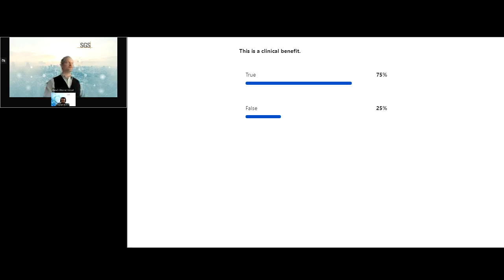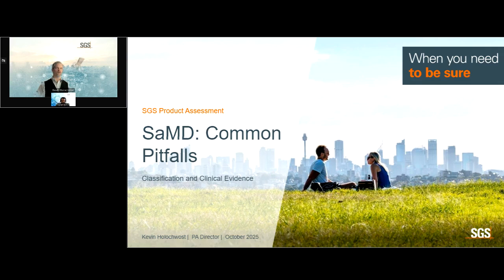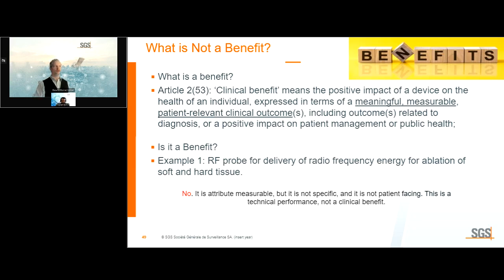Split. 75% true, 75% false. This is false. This is not a clinical benefit and would not be accepted. It's measurable. You can determine whether or not you've delivered radiofrequency energy. It's not specific and it's not patient-facing. I said it's for ablation of soft and hard tissue. I did not tell you why. This is a technical performance. Ablation of soft and hard tissue for the reduction in pain, and then you define how much pain, or perhaps quality of life. Delivery of RF energy to soft tissue for the reduction in lesion size. That's a specific benefit. It's patient-facing.